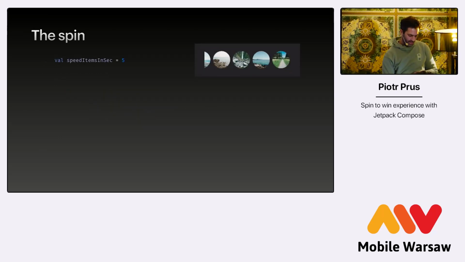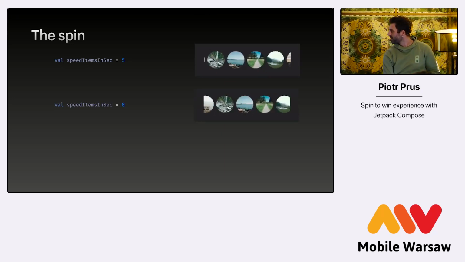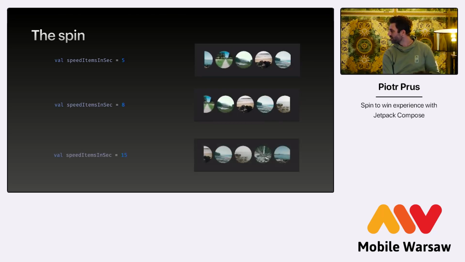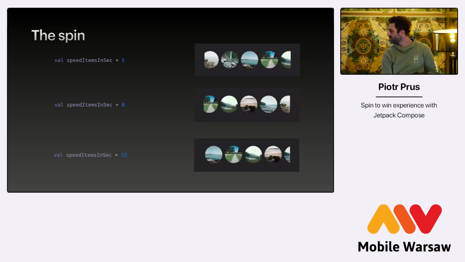So here you can see a few speeds that we were testing before the final giveaway speed. If I remember correctly, we chose 8 items per second.